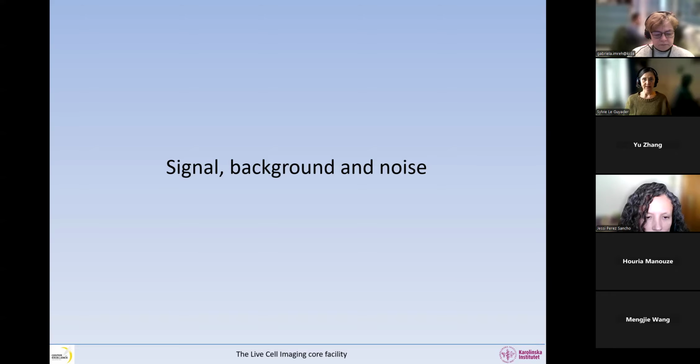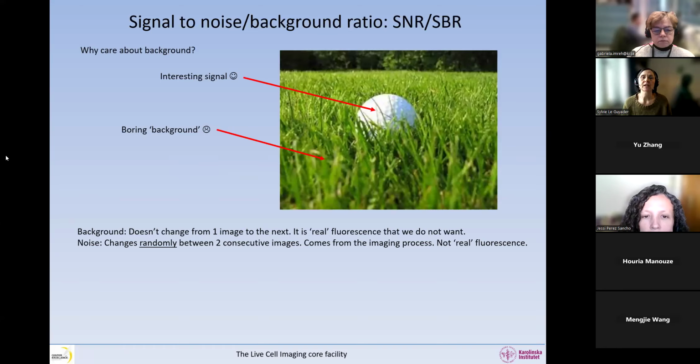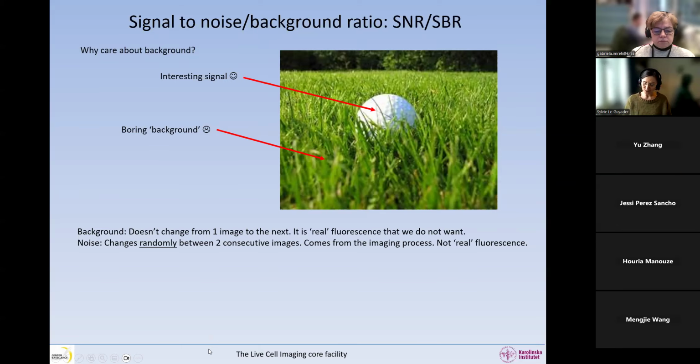So the signal to noise or signal to background ratios are often abbreviated as SNR and SBR. Unfortunately, most people mix them up, and you will see now that it's not the same thing. Most people talk about SNR, signal to noise ratio, when they really mean the signal to background ratio. I hope that after this lecture, you will not mix them up, because they are not the same thing at all, and therefore we have to do different things about them.